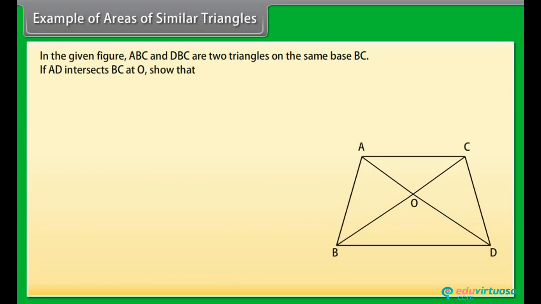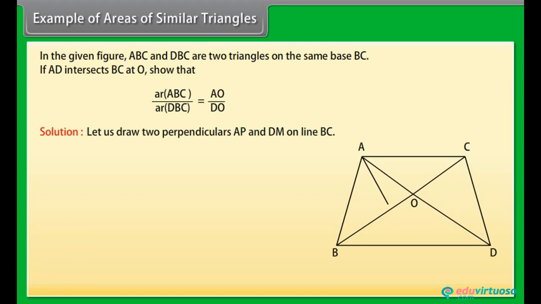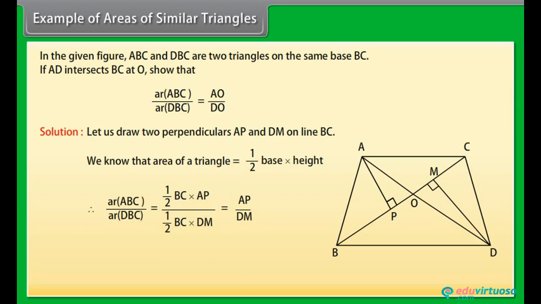In the given figure, ABC and DBC are two triangles on the same base BC. If AD intersects BC at O, show that area of triangle ABC upon area of triangle DBC equals AO upon DO. Solution. Let us draw two perpendiculars AP and DM on line BC. We know that area of a triangle is equal to 1 by 2 into base into height. Therefore, area of triangle ABC upon area of triangle DBC is equal to AP upon DM.